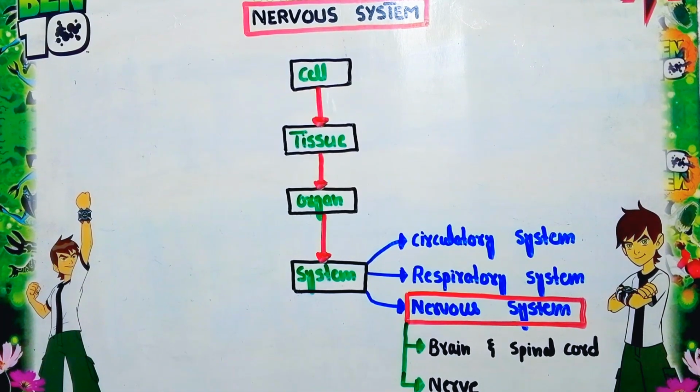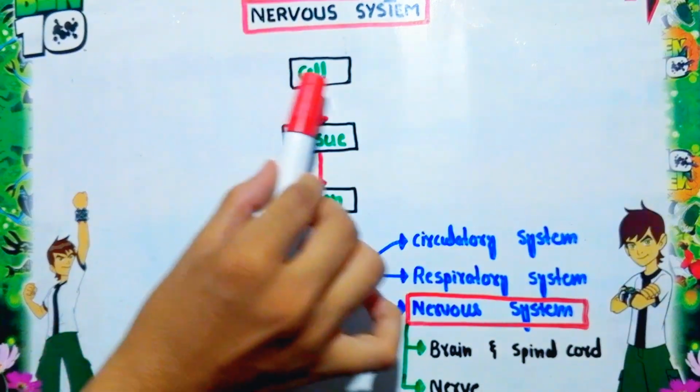In this video lecture, we will discuss one of the interesting topics, that is the nervous system. But before discussing the nervous system, we must have an idea about the system, that is, what a system is. As we know, the structural and functional unit of life is called the cell.